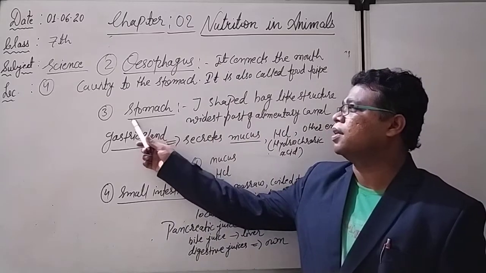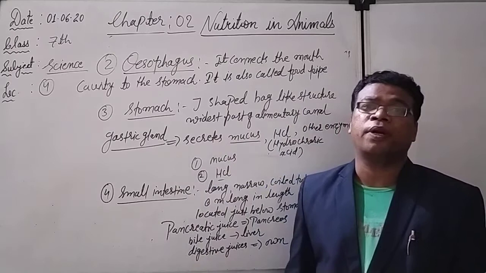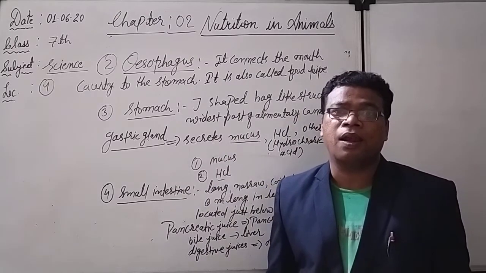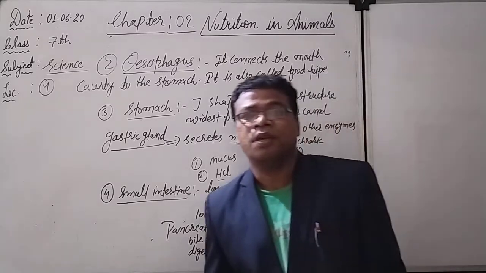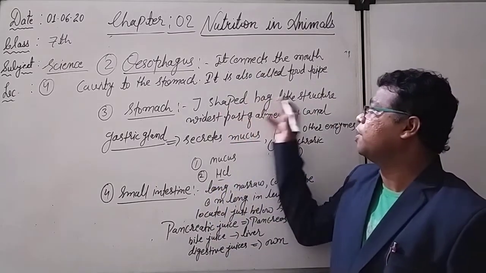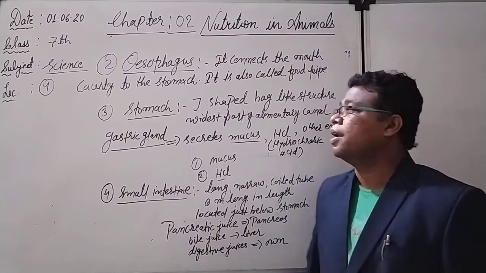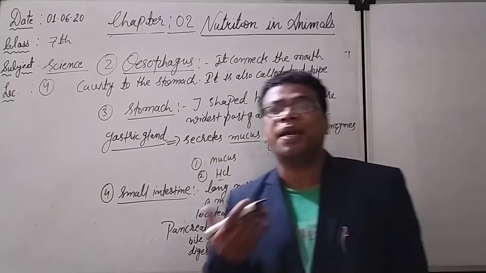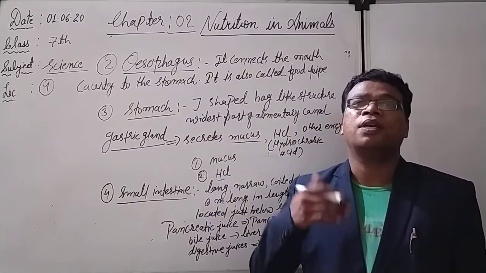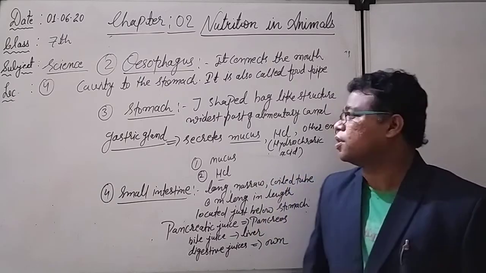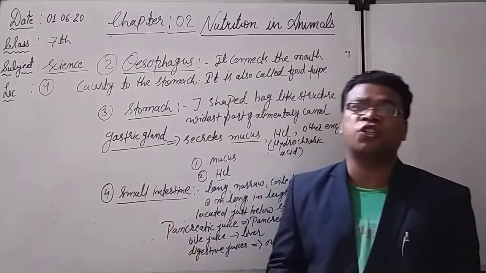Our next part, the third, is the stomach. What is the stomach? Stomach is one of the most important parts of the alimentary canal, or you can say one of the most important parts of the digestive system. Stomach is a J-shaped bag-like structure, and it is the widest part of the alimentary canal. You can say it is the wider part of the digestive system. And what kind of glands are present in the stomach?